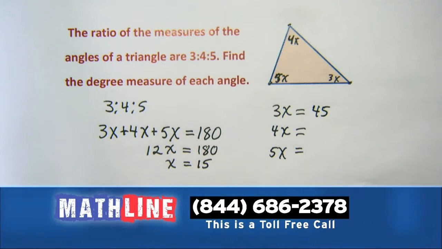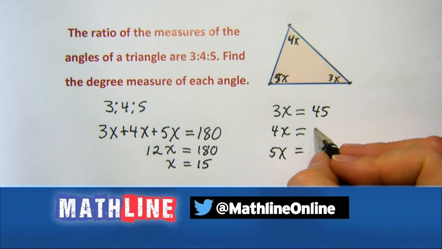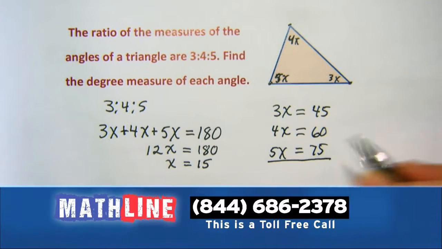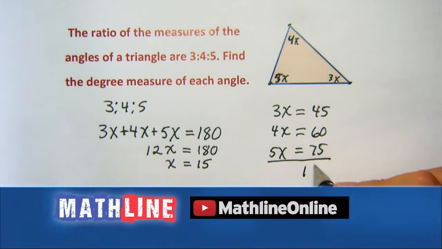Everybody knows that. And 4 times 15, let's go for 60. 60. 5 times 15. 75. Just increasing by 15 each time, absolutely. And add them up. I think they look pretty good to make 180. So it's an easy check, easy way to go.